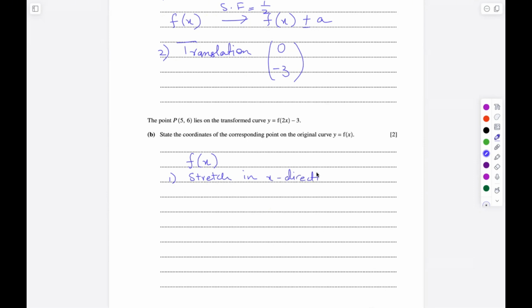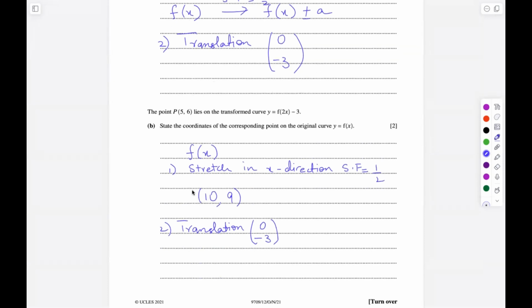So we know that if there was a stretch in the x direction and the scale factor was 1 upon 2, it means that the x value was halved. So it means that the original value of x would have been 10. And as the translation was 3 units negative in the y direction, it means that the original point had moved 3 units down. So as the point P is 6, it means that originally it was at 9. So the original coordinates were (10, 9) for f of x.